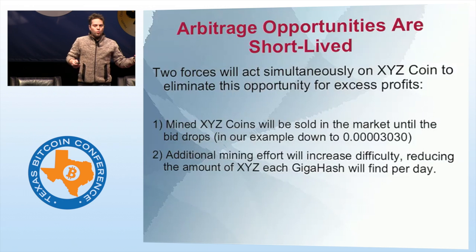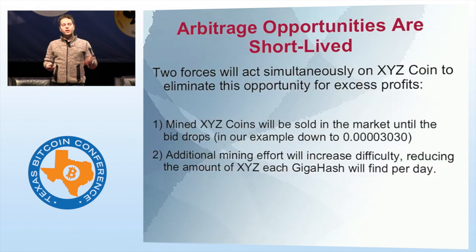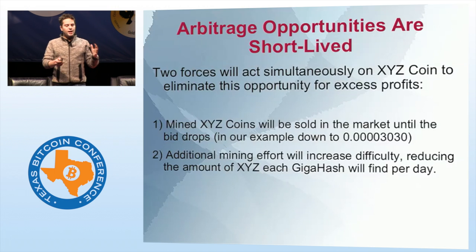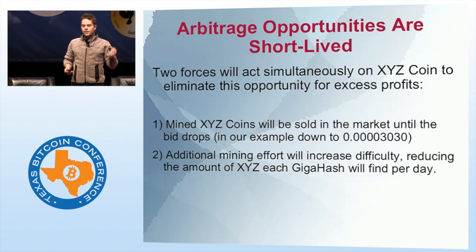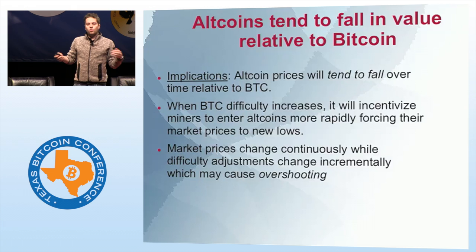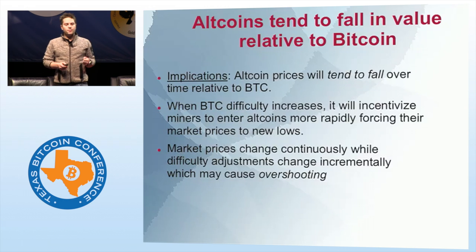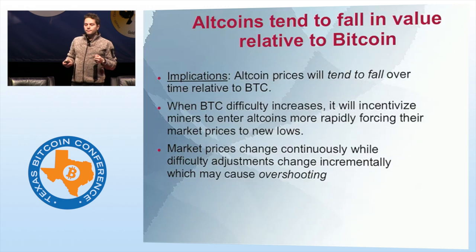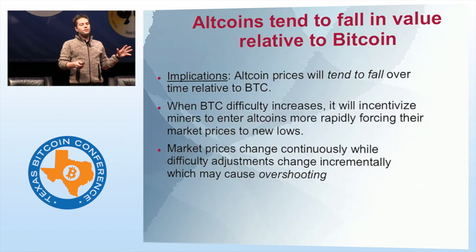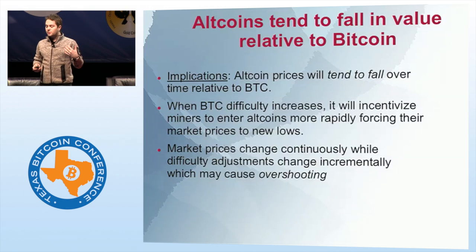But another thing's at work. Additional mining power brought into these small altcoins will increase the difficulty, which will make it harder and harder to find them, making that profit opportunity less and less. So what's the implication? Well, at the fundamental level, altcoins will tend to fall over time in value relative to Bitcoin. And furthermore, at specific moments, such as when Bitcoin's difficulty increases, we should see this effect happen more pronounced.